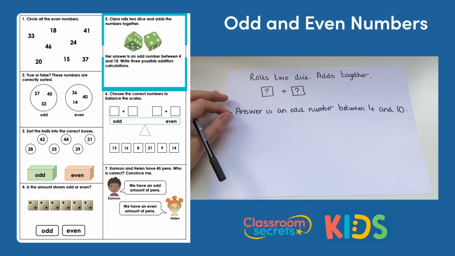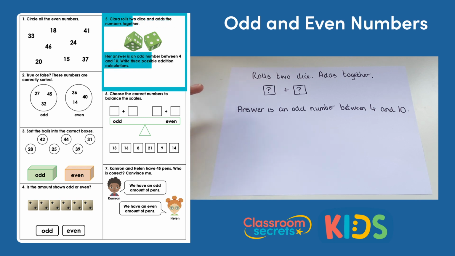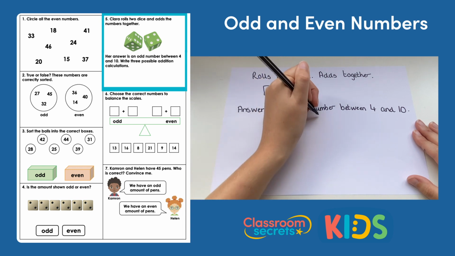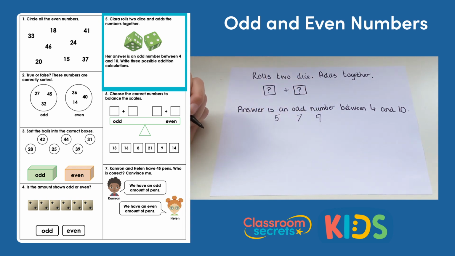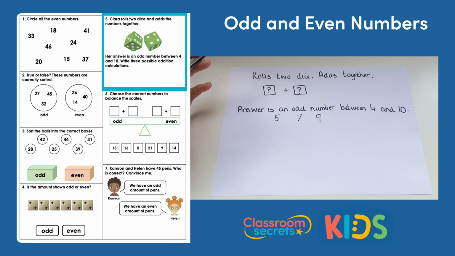Question 5. Clara rolls 2 dice and adds the numbers together. Her answer is an odd number between 4 and 10. Write 3 possible addition calculations. So, odd numbers between 4 and 10 then, it could be 5, 7 or 9. So we could write any additions that make those numbers in total, as long as we use the numbers between 1 and 6, because those are all numbers that are on dice faces.